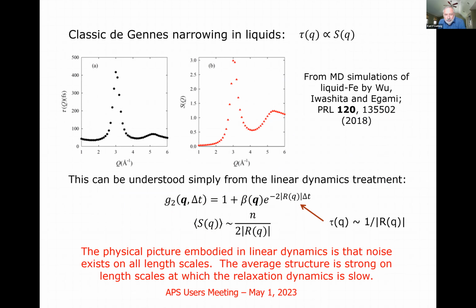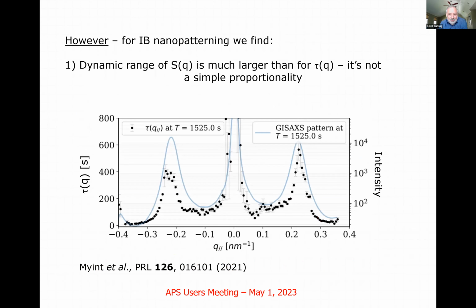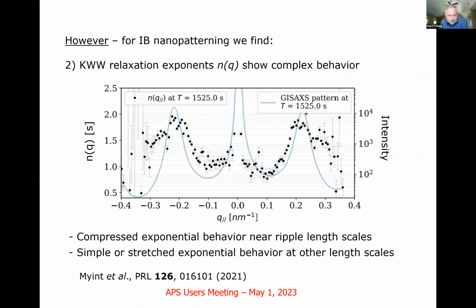So that's well-known behavior in liquids, so it's quite interesting to see that here. However, we do find clear differences from that simple behavior you find in a liquid. Here, it's not a simple proportionality where the correlation time is proportional to the structure factor. You'll see that the intensity scale on the right is a logarithmic scale, whereas the correlation times are on a linear scale. So the correlation times don't vary nearly as much as the intensity of scattering.